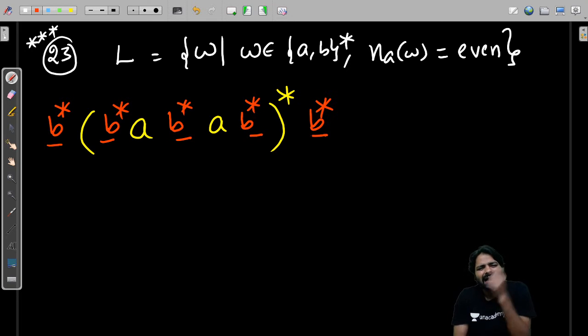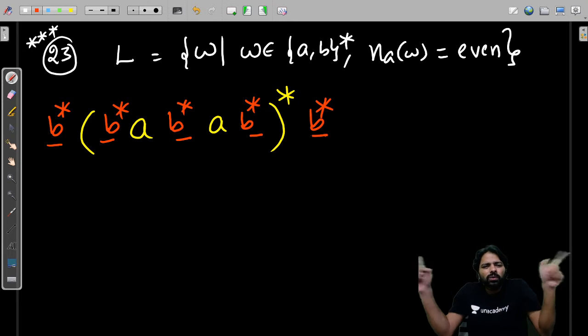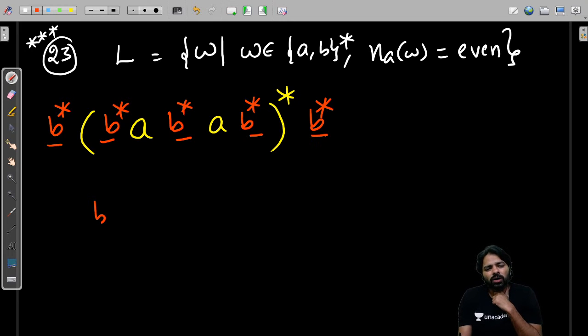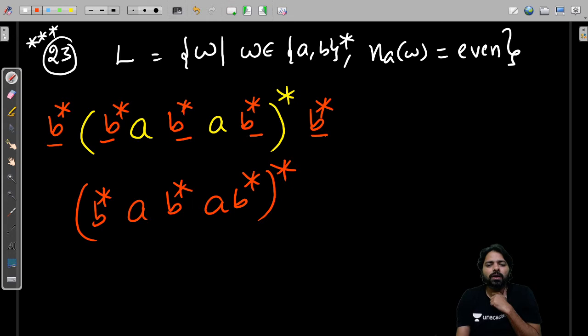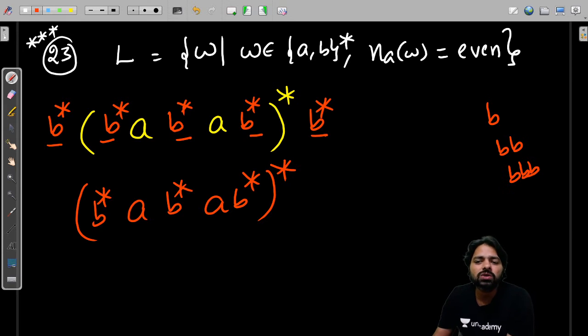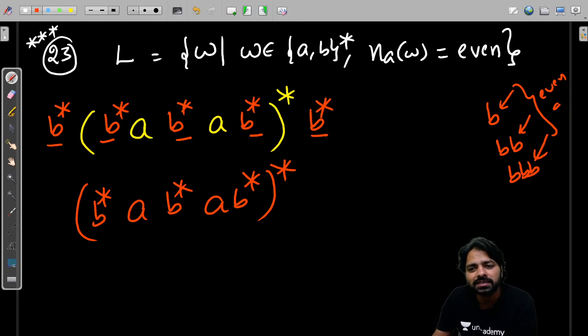But some people have a habit of writing something else. They don't write a B star outside. What do they write? Something directly they write like this. It looks like you have even A's only. But the problem is, 1 B is not possible to generate. 2 B's is not possible to generate. 3 B's: this is also an even number of A's, because the number of A's is also 0 here. These are also even A's, guys. But that is impossible in the second form.